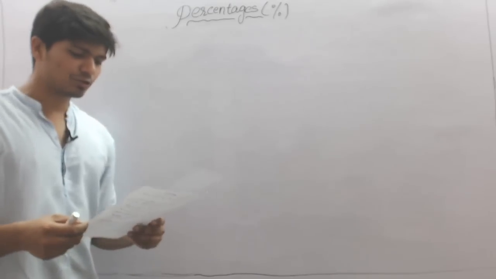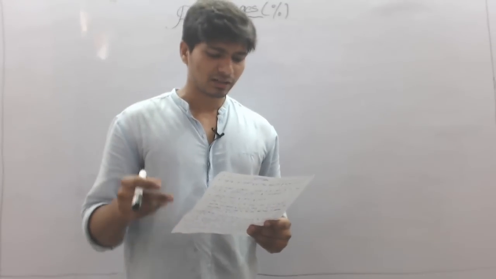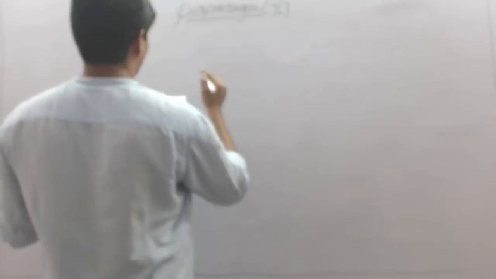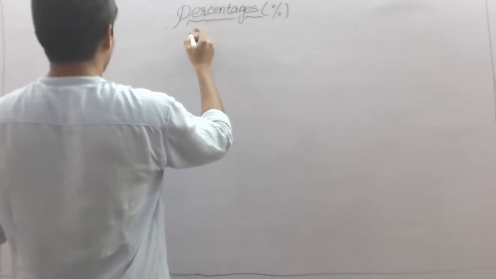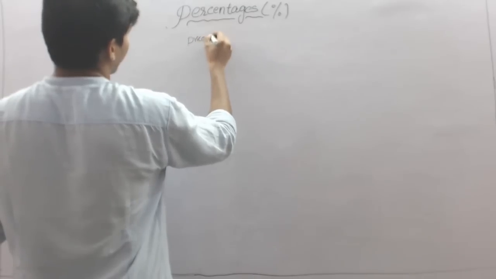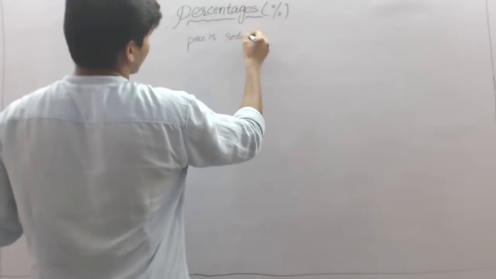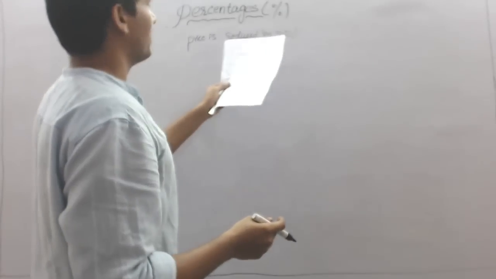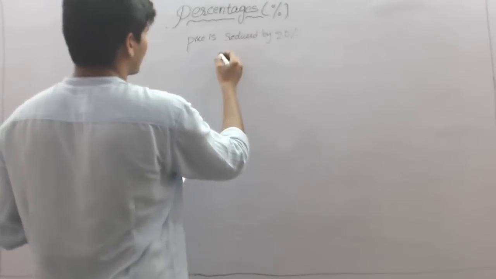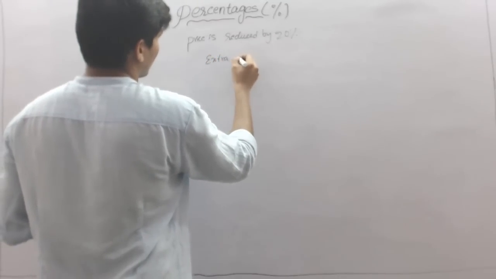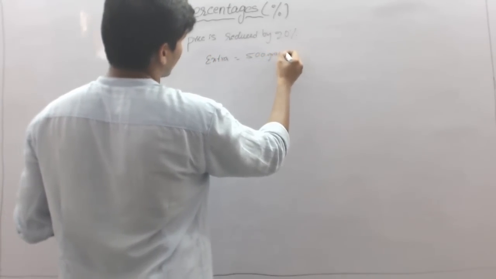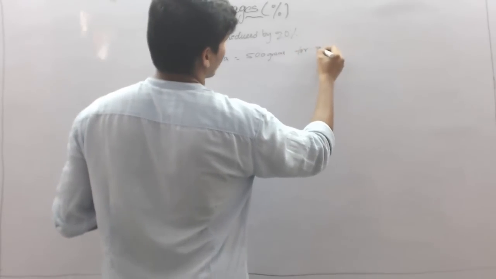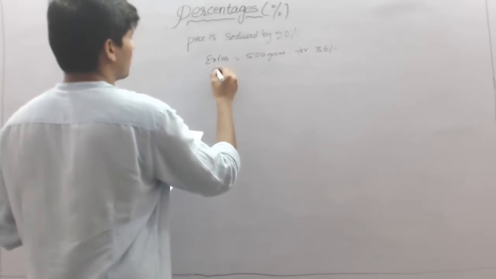If the price of sugar is reduced by 20%, a person can buy 500 grams more sugar for 36 rupees. What is the original price per kg of sugar? He is given that the price of sugar is reduced by 20%. Now by reducing this price by 20%, he is going to get an extra 500 grams of sugar for the same 36 rupees. Now what is the original price?